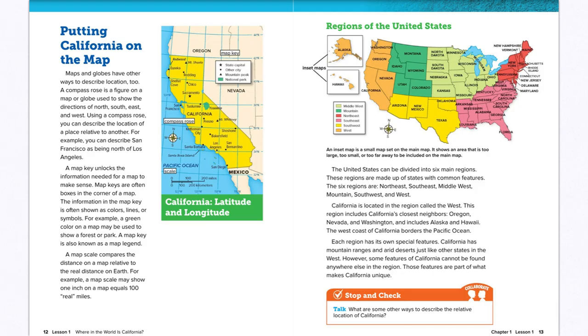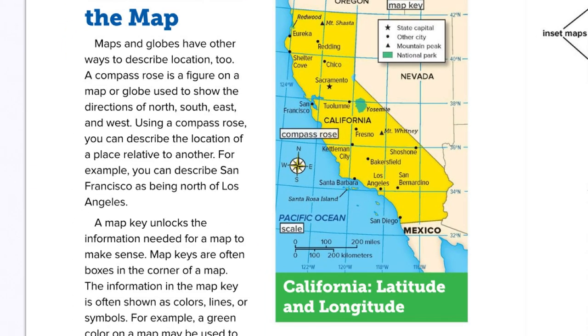Putting California on the map. Maps and globes have other ways to describe location too. A compass rose is a figure on a map or globe used to show the directions of north, south, east, and west. Here's a compass rose right here.